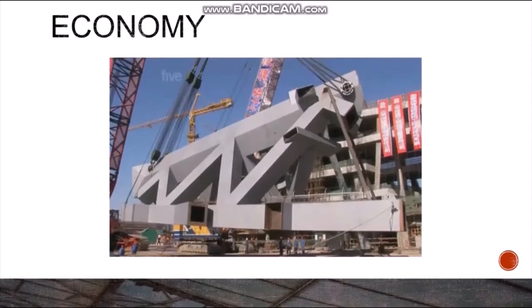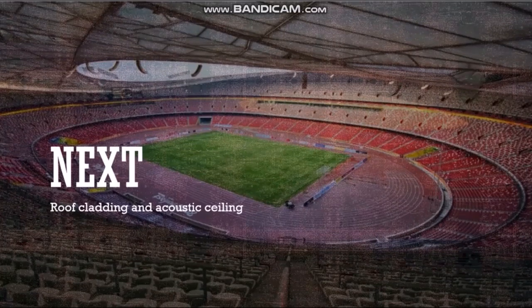And next week, we will introduce the roof technology of Beijing Stadium.